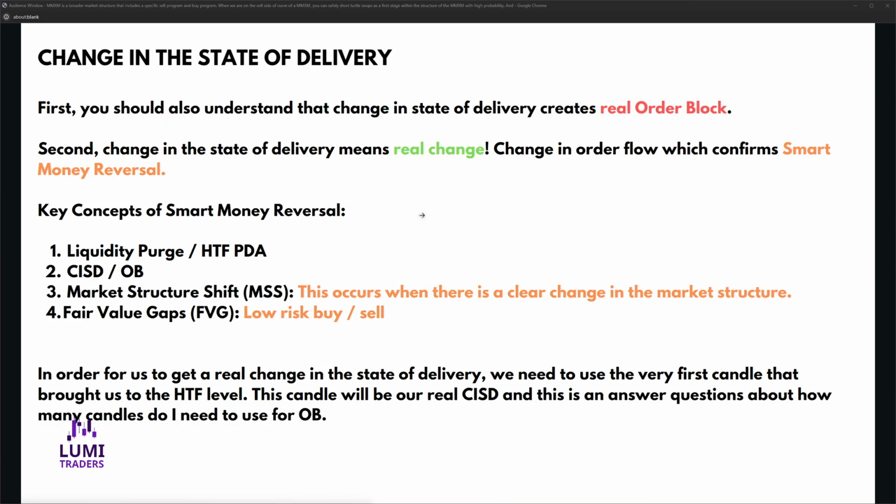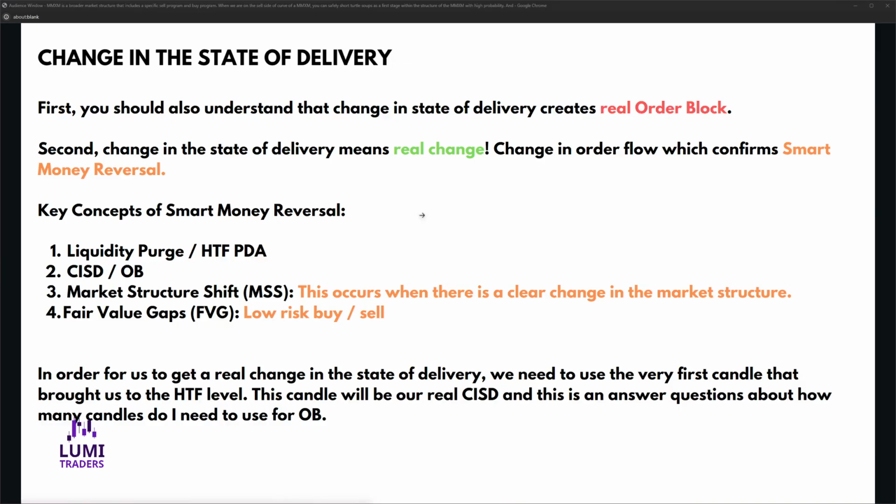It is going to be liquidity sweeps. It can be a higher time frame PD array. It must be, not can be. It must be first a higher time frame level. Second, it must be change in the state of delivery or order block. An order block, once again, is a change in the state of delivery. Change in the state of delivery is an order block.